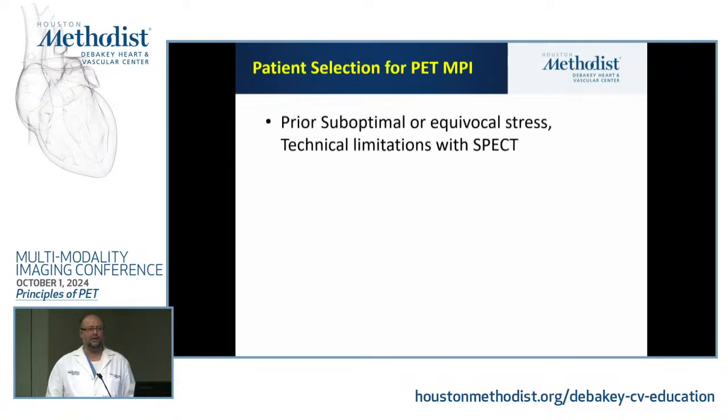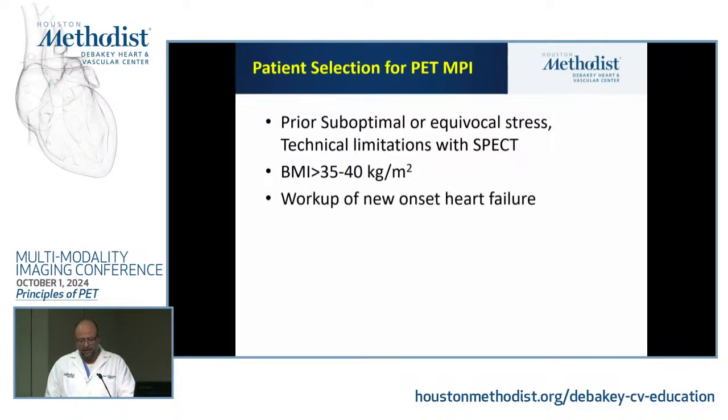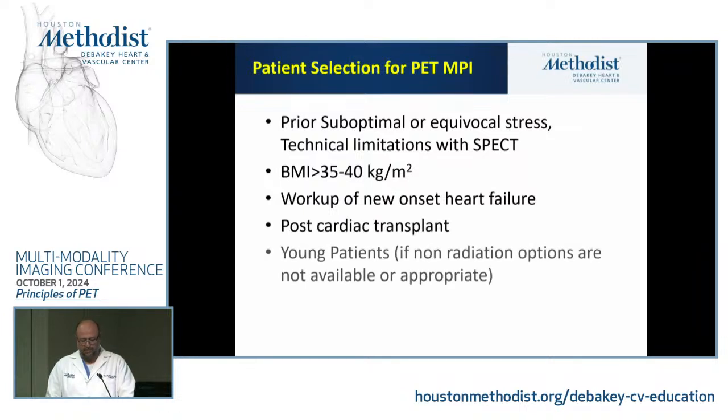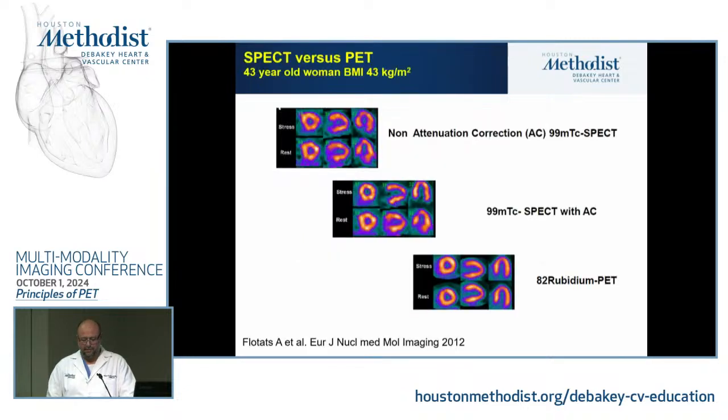The main ones are those who had prior suboptimal or equivocal tests. We always try to target also those who have obesity or high BMI, those who are being worked up for new heart failure, prior cardiac transplant, young patients if we don't want to give them radiation, and obviously if they have very high atherosclerotic burden. As you know, as patients get more obese, we are able to continue to get diagnostic imaging with PET, even compared to SPECT and other modalities.